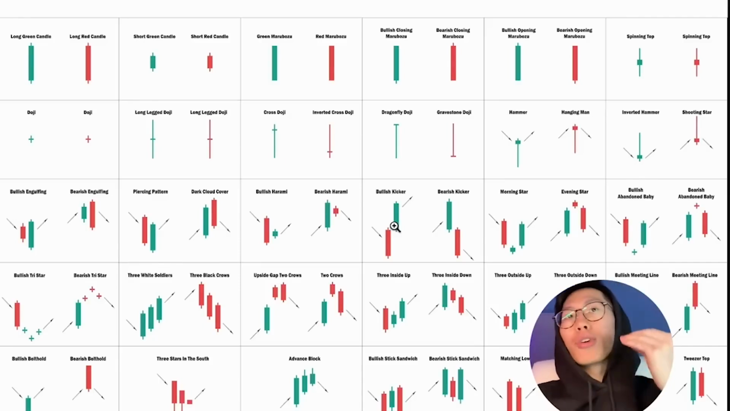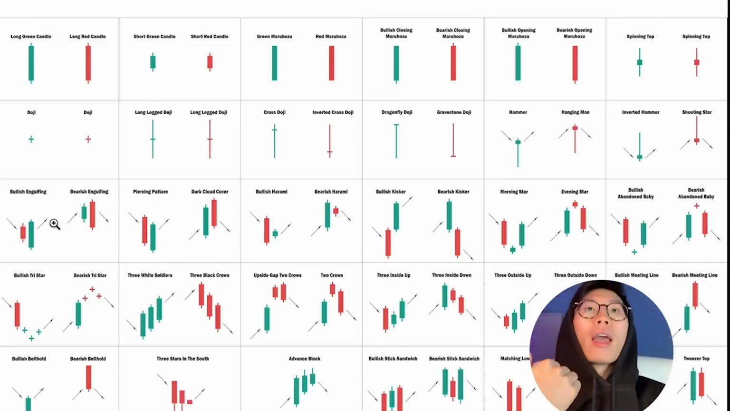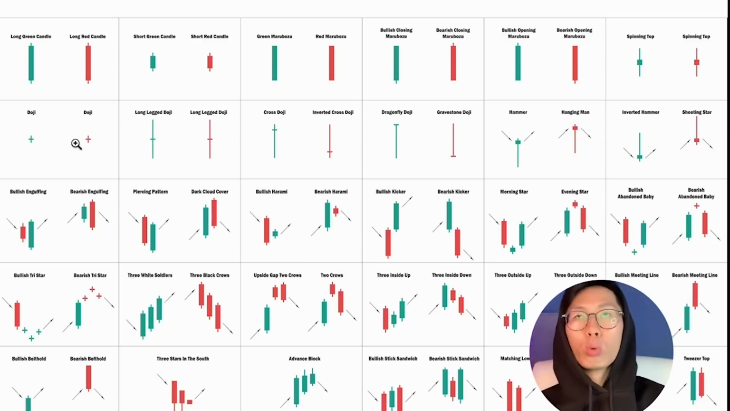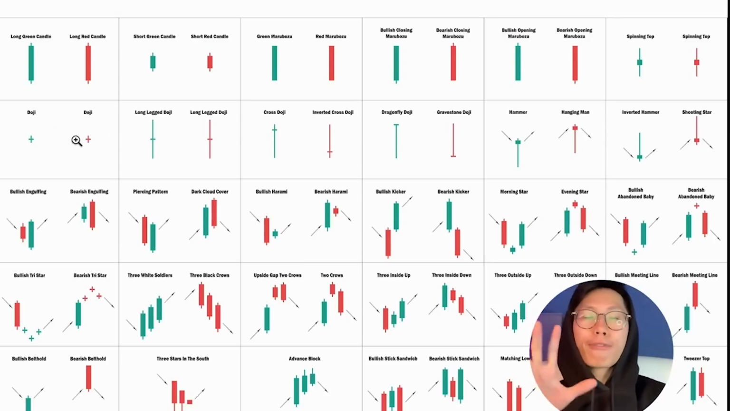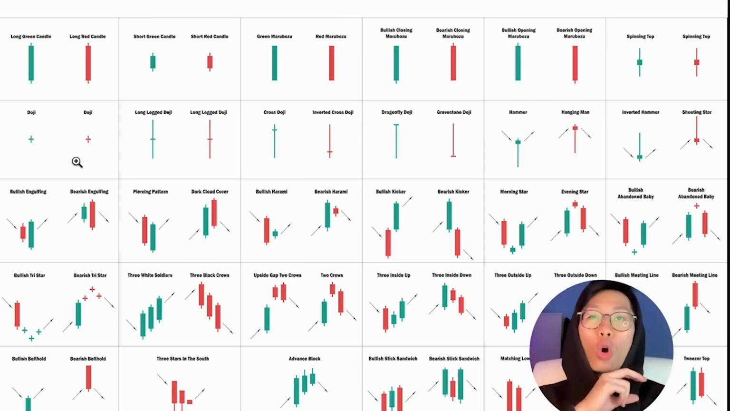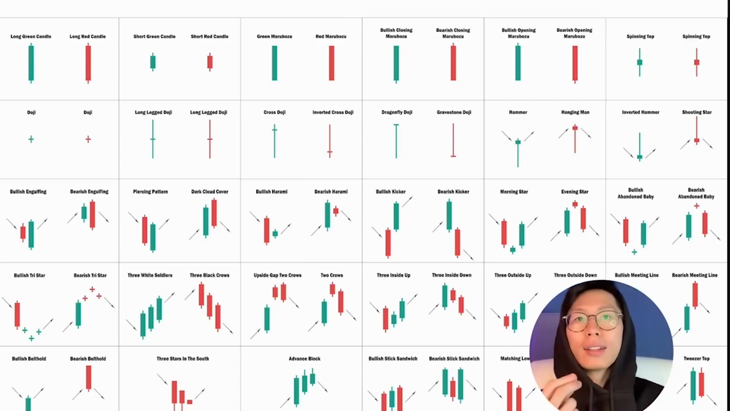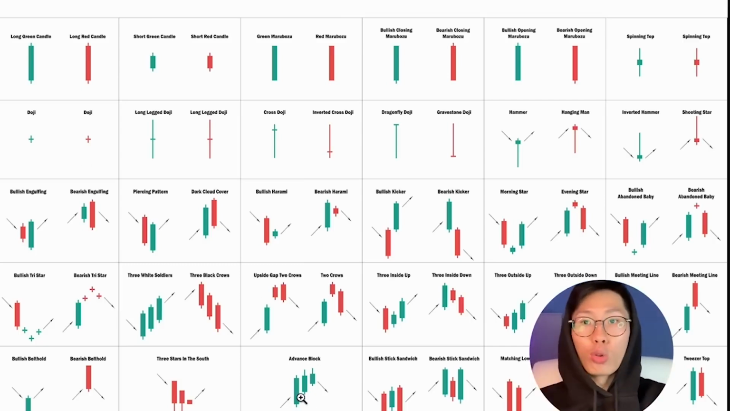For me, my 3 favorite candlestick patterns are the bullish engulfing and the bearish engulfing, and then there is the morning star and the evening star, and then your third one would be the doji. So these 3 are my favorite candlestick patterns that I memorize. If you ask me about other candlesticks like this, I do not know what that is.